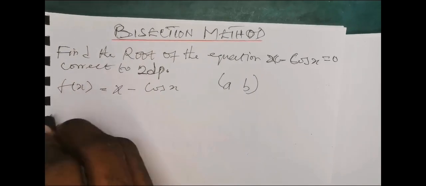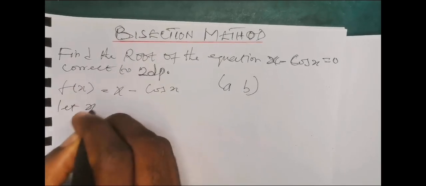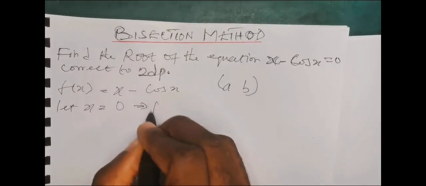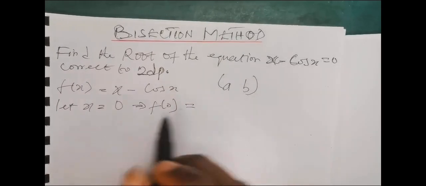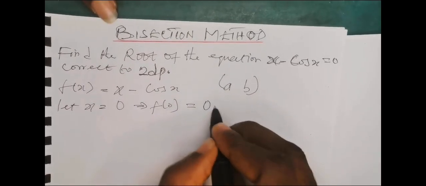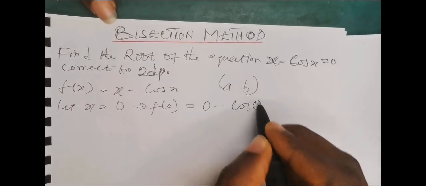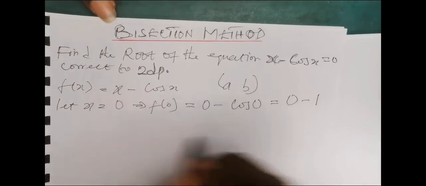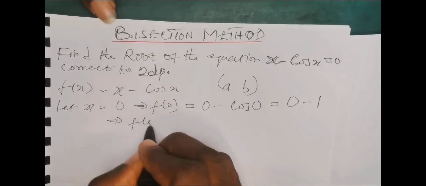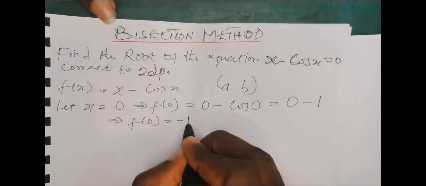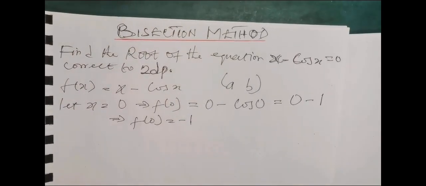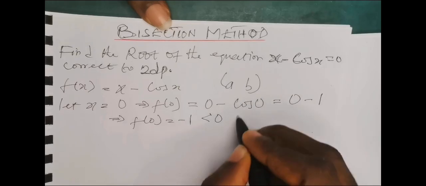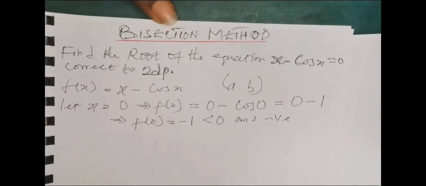So let's start. The first thing you say, let x be equal to 0. So you simply find f of 0, and in place of x you put in 0 minus cos 0, and of course 0 minus cos 0 is 0 minus 1. So this implies that f of 0 is equal to negative 1.